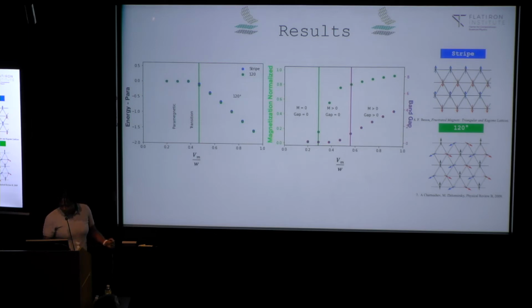On the left in green, we're plotting the magnetization, and on the right in purple, we're plotting the band gap. The first phase, before the green vertical line, is where there's no magnetism and no band gap, which corresponds to the paramagnetic phase. In the middle, although the magnetization has jumped, there still remains no band gap. So now we have a 120-degree metal. And then in the third phase, after the vertical purple line, the band gap has opened up and we still have magnetism. So we have a magnetic insulator.